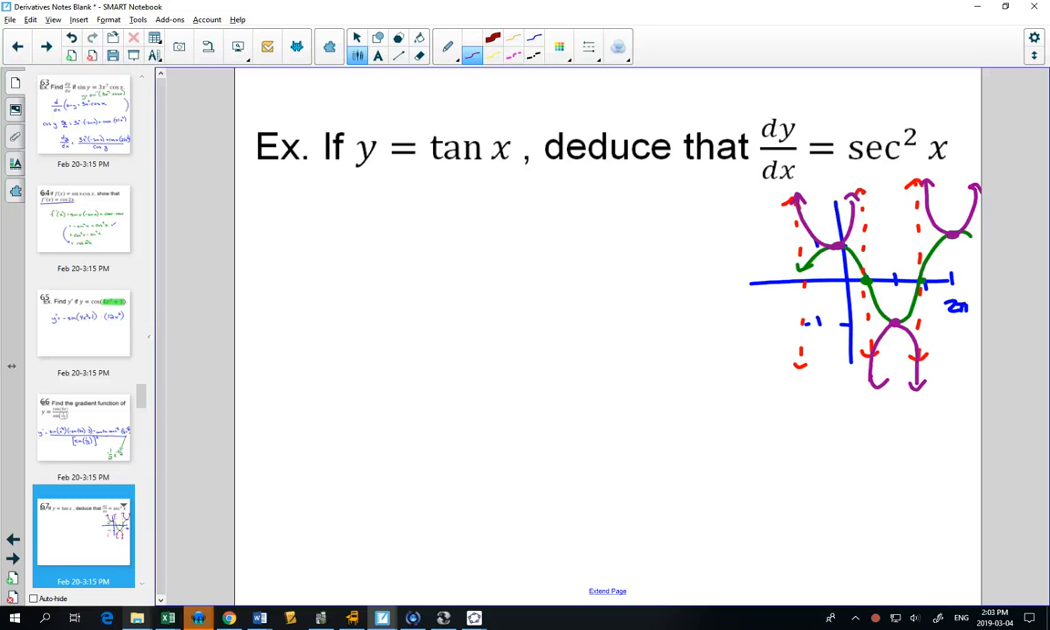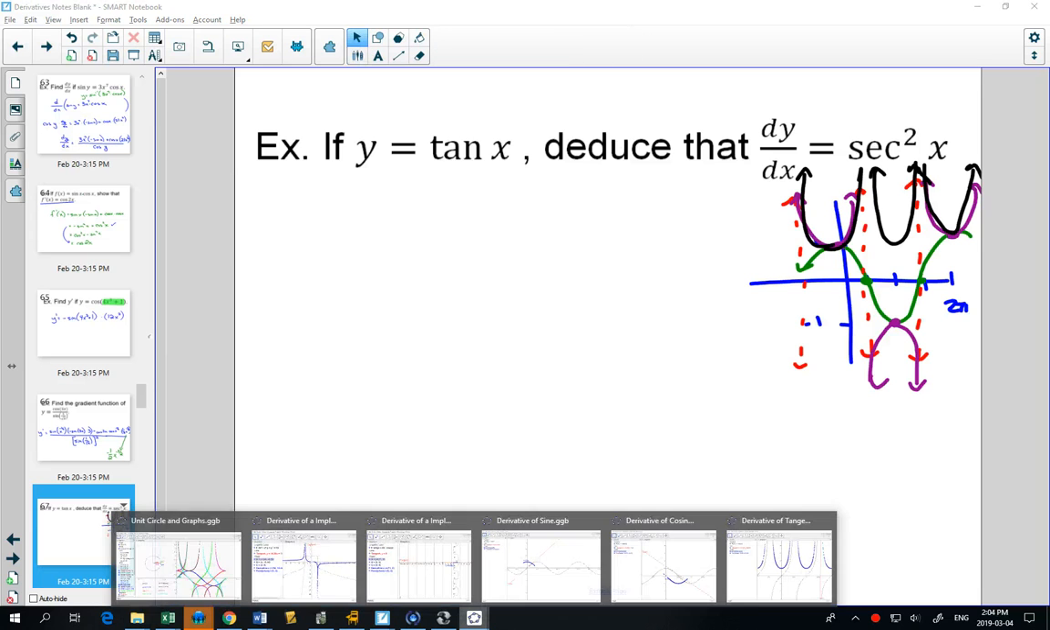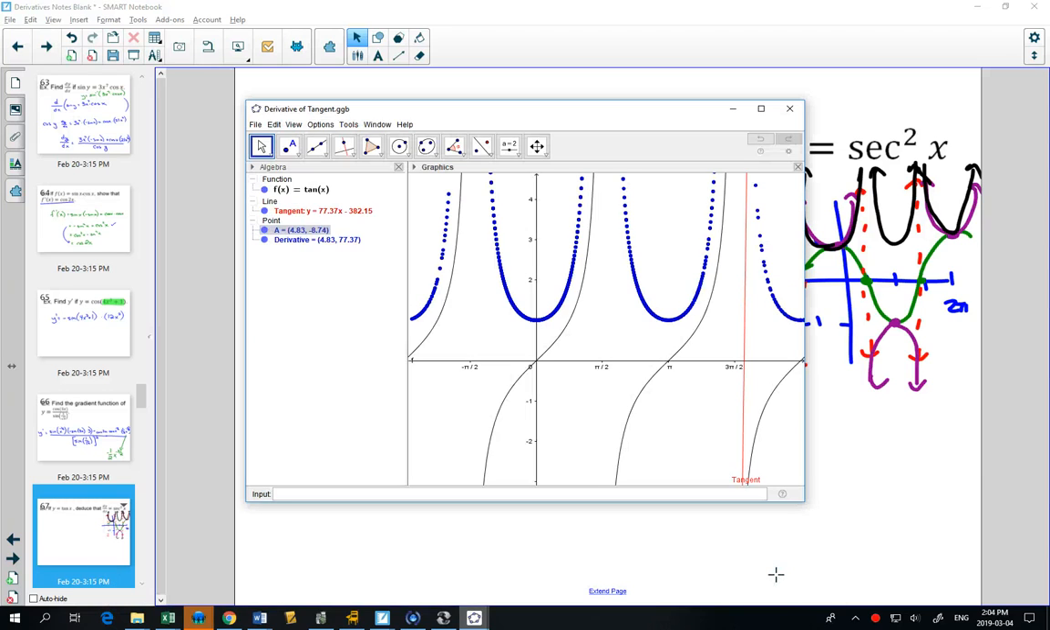If you square your secant graph, does it make sense that everything becomes positive? Squaring your secant graph, these ones just become a little bit steeper. This one becomes positive. And it just so happens when we draw all the points of a tangent graph, all the different slopes, it ends up being the secant graph squared.